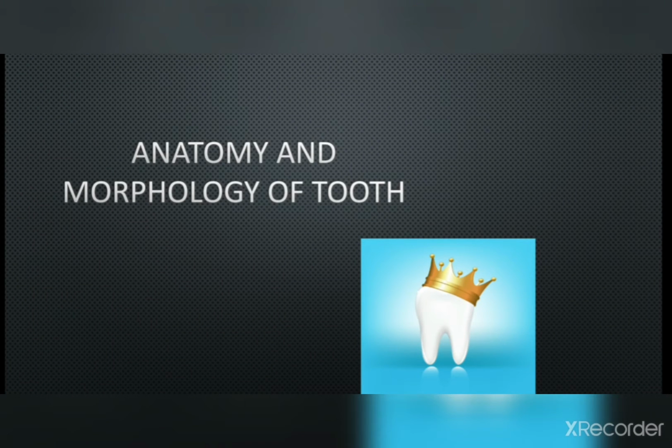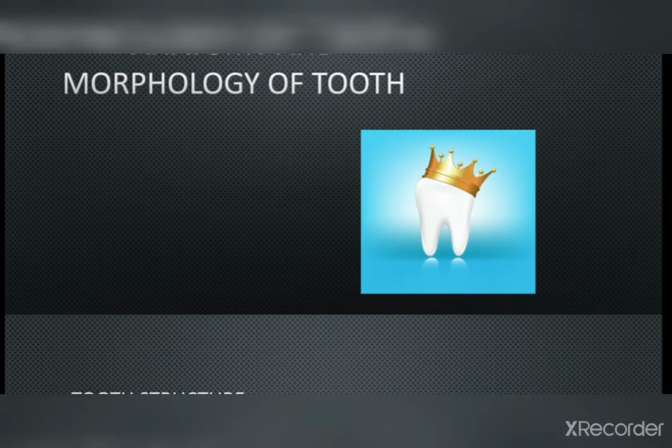It's regarding the anatomy and morphology of the tooth. So let's first know what anatomy is. Dental anatomy is the field of anatomy dedicated to the study of the anatomical and morphological characteristics of the tooth. Dental morphology can be considered to be a subdivision of oral anatomy. So let's see what the anatomy and morphology of the tooth are.